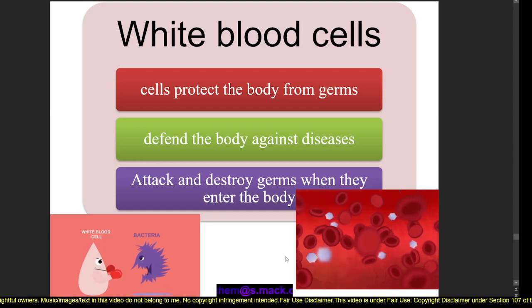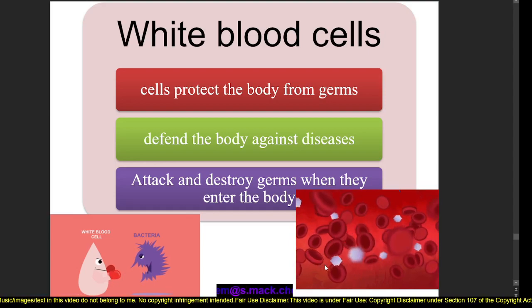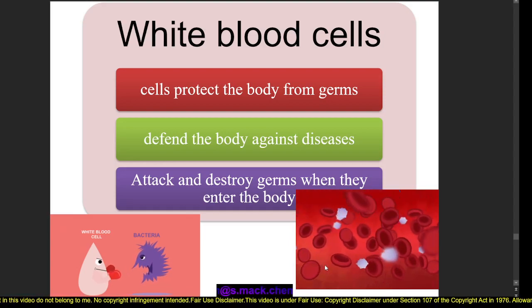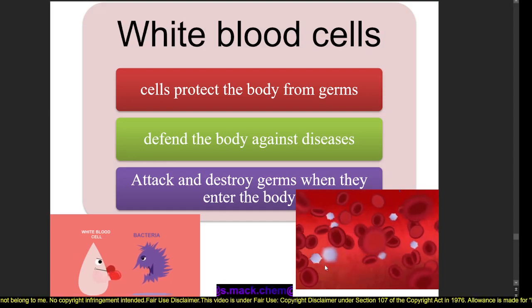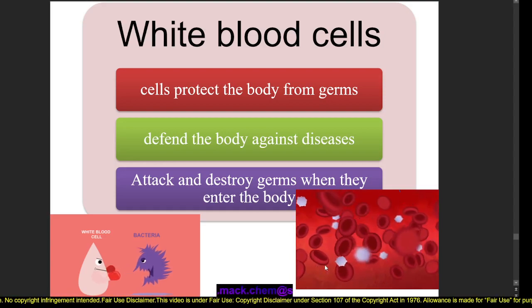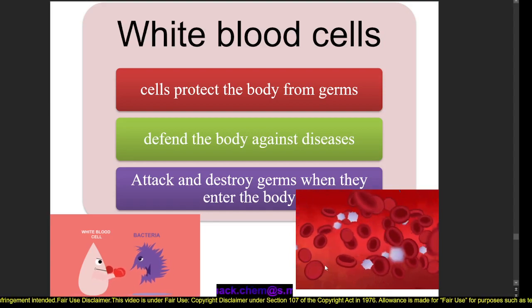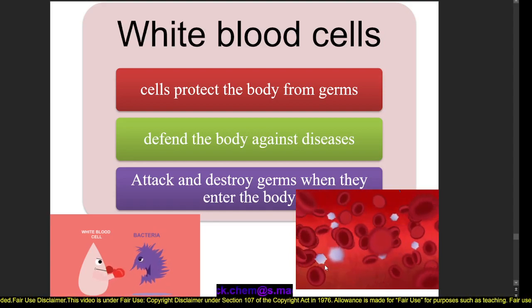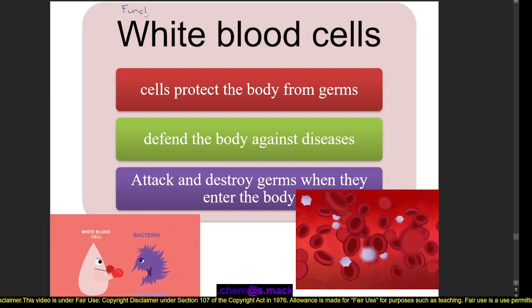And on my diagram on the right, this little animation here, those little white spots that you see which are moving around, those are the white blood cells. And of course, the other cells that you see would be those donut-shaped red blood cells. So from this slide, you're going to make sure and take down what is the function of white blood cells.